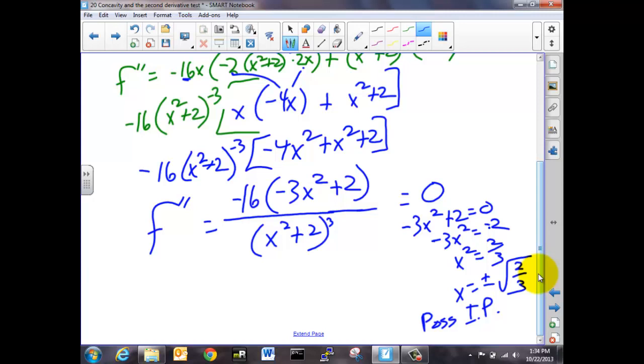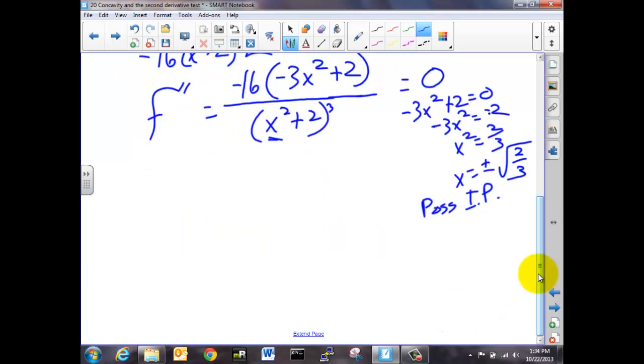Whatever makes the bottom 0. Look at this bottom. Don't do any work and tell me what the answer is. What makes the bottom 0? Nothing. Does everybody agree that nothing makes the bottom 0? If I square it, it's going to be 0 or positive, right? And when I add 2 to it, it's got to be positive. So nothing makes the bottom 0.